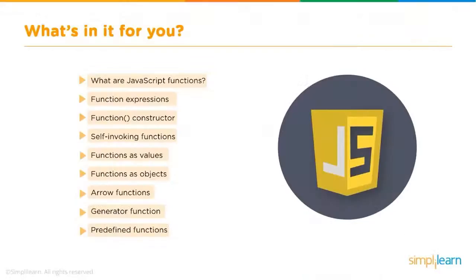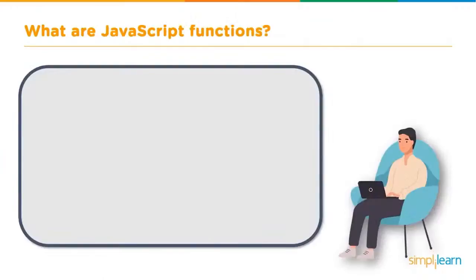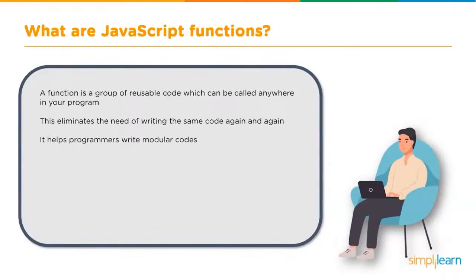Moving on to our first topic, what are JavaScript functions? So basically, a function is a group of reusable code which can be called from anywhere in your program, right? When you have a piece of code that you want to execute repeatedly in your entire program, it makes more sense to define it once and call it over and over, right? It makes the code more efficient and readable. This also helps programmers write modular code.